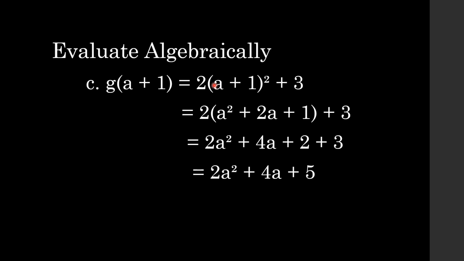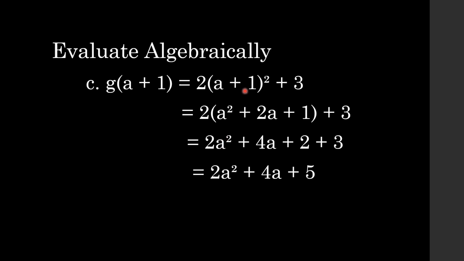And the same principle can be used to evaluate the g of x from the previous section algebraically. So here, your input is an algebraic expression a plus 1. So it means that when I go to the machine, I am going to input an algebraic expression a plus 1. And anywhere I see the object x, I'll substitute the value of a plus 1 into the object. So that will give us 2 bracket a plus 1 all squared plus 3.